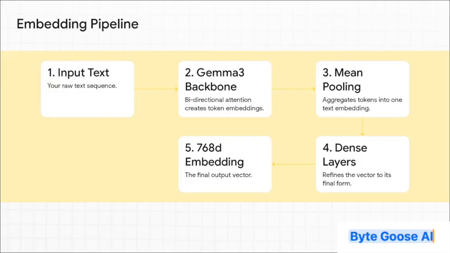Let's just trace the data flow for a second. Your text comes in and first hits that Gemma 3 encoder backbone. That's where it generates token-level embeddings using that full 360-degree contextual view. Then, a mean pooling layer takes all those token embeddings and basically squishes them into a single vector that represents the whole input. Finally, two dense layers just refine that vector into its final 768-dimensional form. It's a really clean and effective pipeline.